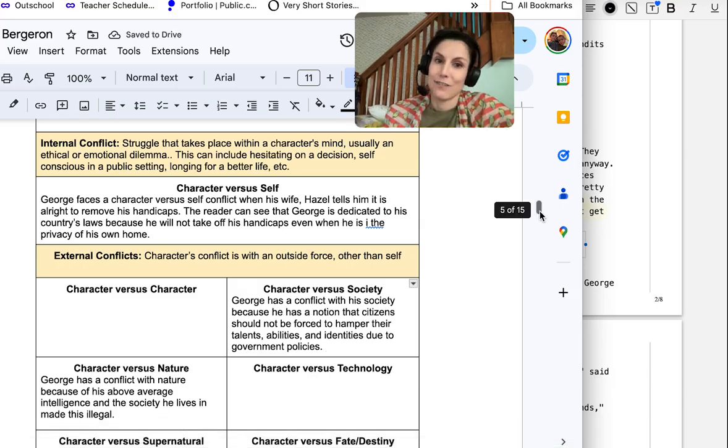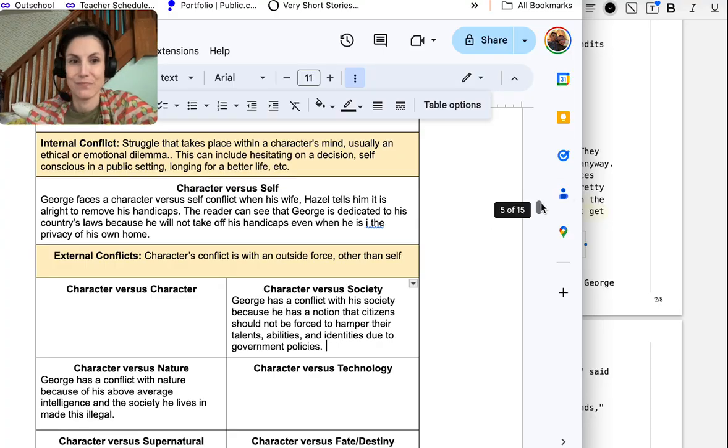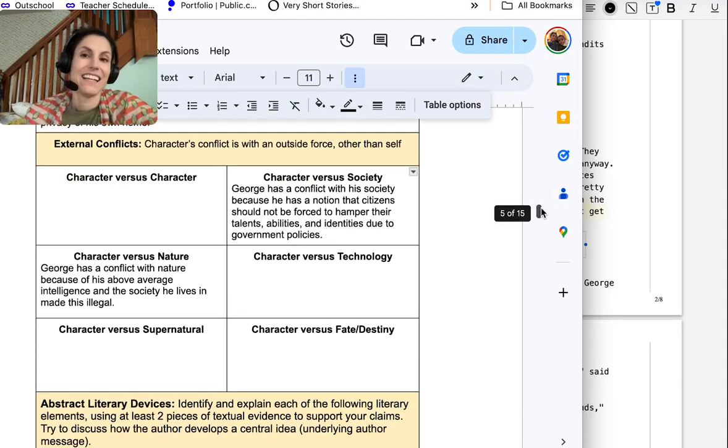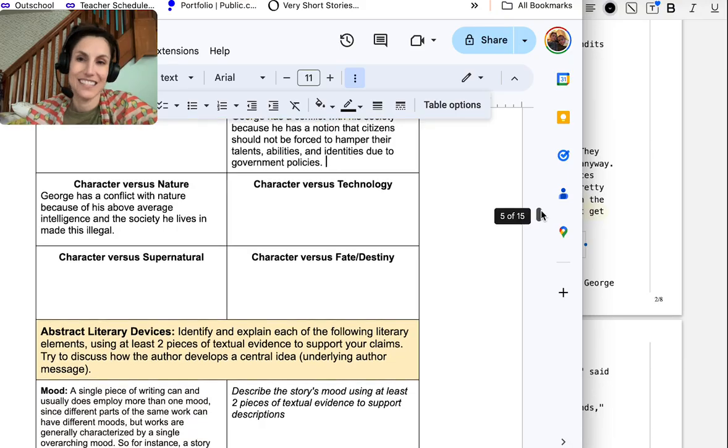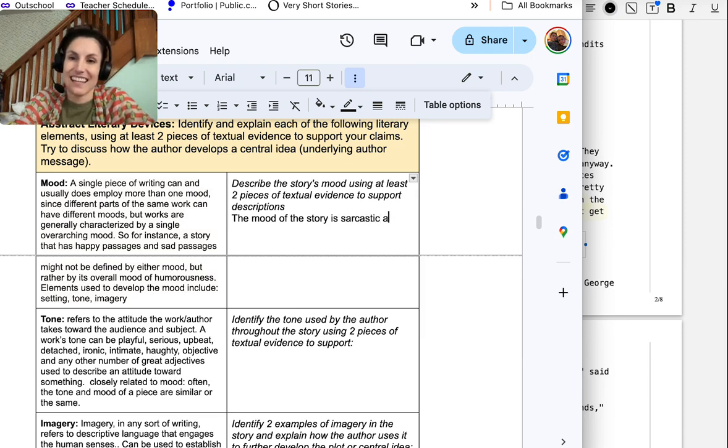And then our character versus technology, we can say that's Harrison, and we can also say George because the handicaps that the government's putting on are considered technologies. And then the mood of the story, we could say, is sarcastic and shocking in order to get readers to think about laws surrounding equality. That would be his point.